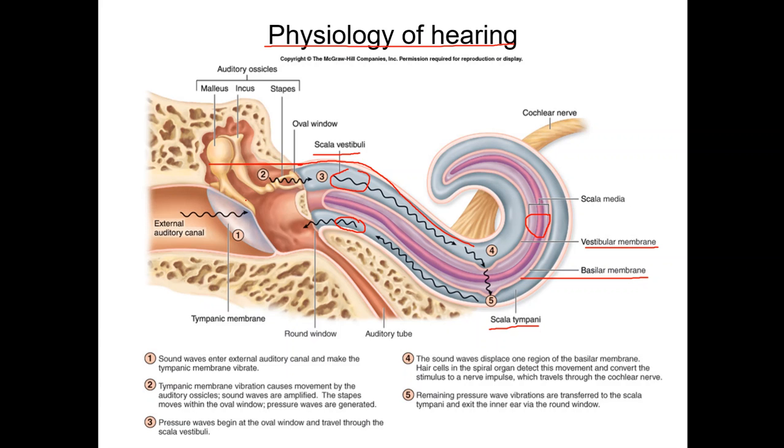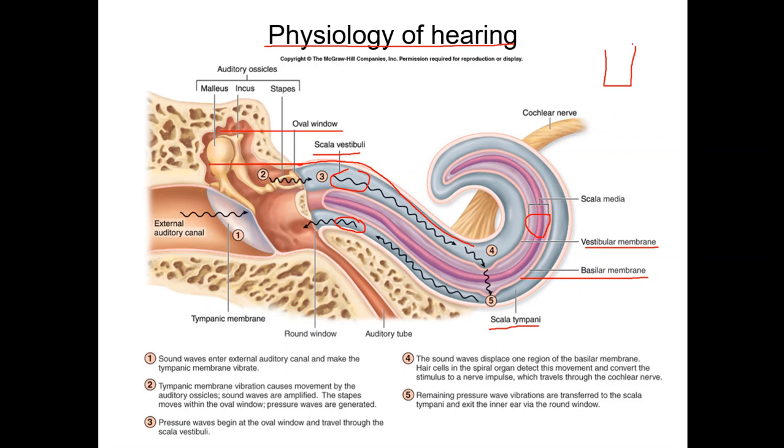Okay, so now let's consider what happens when sound waves hit the tympanic membrane. The tympanic membrane vibrates, and of course it transmits the vibration to the ossicles, and eventually the vibrations arrive at the oval window. From the oval window, pressure waves begin to travel through the scala vestibuli, as shown here, and all of these mechanical waves, sound waves, displace a region of the basilar membrane, as shown here, that contains very special cells. We will talk about this in detail. And special cells that have hair.